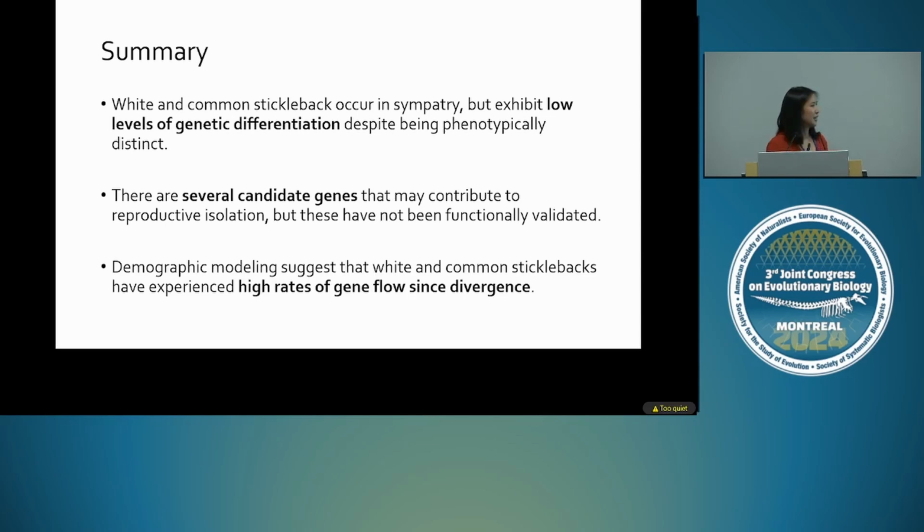And finally, my more preliminary demographic modeling suggests that white and common stickleback have experienced high rates of gene flow since they initially diverged around 30,000 years ago. And I plan to further fine-tune these demographic models and also look at population size history using programs like PSMC later on.